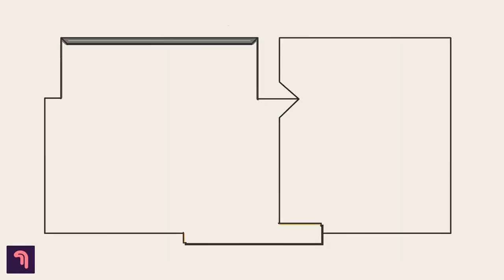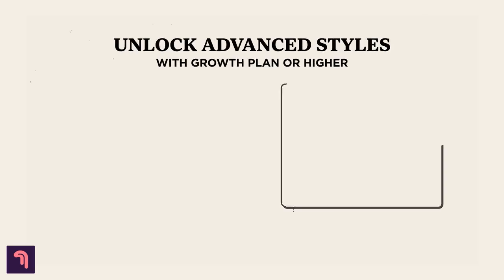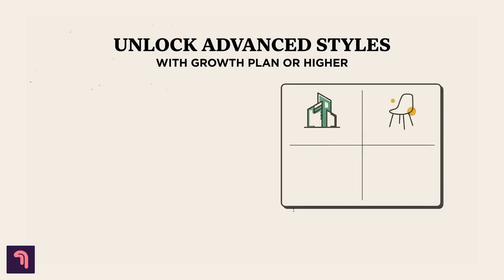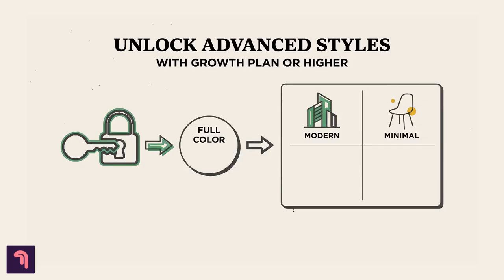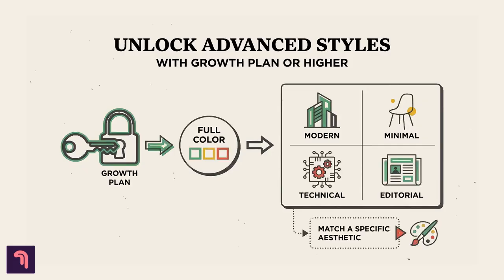You can get it in black and white for that authentic classroom feel, which is available on all plans. If you're on the Growth Plan or higher, you can unlock full color and a suite of advanced styles like modern minimal, technical, or editorial to match a more specific aesthetic.